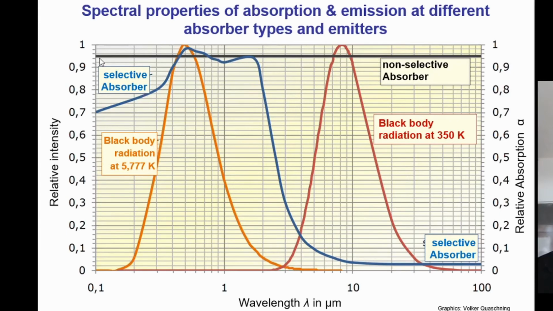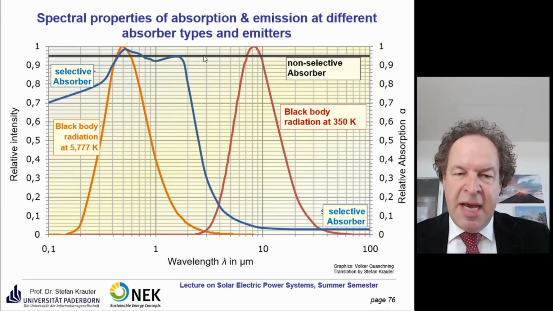Then you have this black line, which is a non-selective absorber, so it absorbs pretty much everything, close to 1. So it absorbs in the visible range, but also here, at 10 micrometers, that's the infrared range. So it absorbs all the same. And there is a law that says that the absorption is equal to the emission index. So this alpha is equal to epsilon.